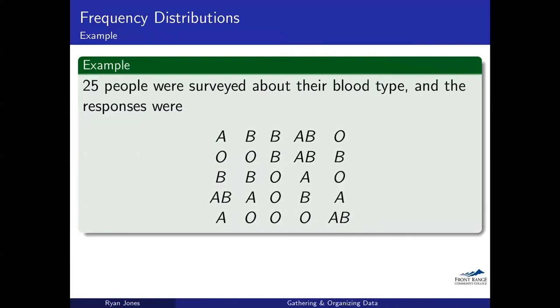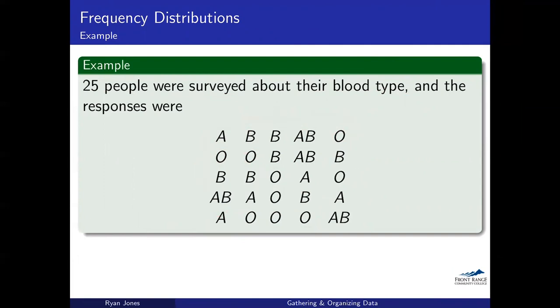So let's say that I go out and actually survey 25 people and I ask them what their blood type is. And I get all these responses. I get an A, I get a B, I get another B, I get an AB, I get a bunch of O's in a row. And it keeps going on, and I have all of these blood types. This right here is not a terrible way of organizing your data. It's definitely short and concise. It's just a 5 by 5 grid.